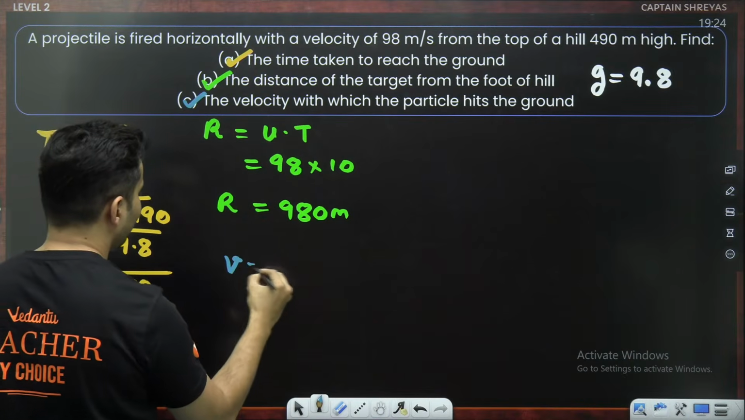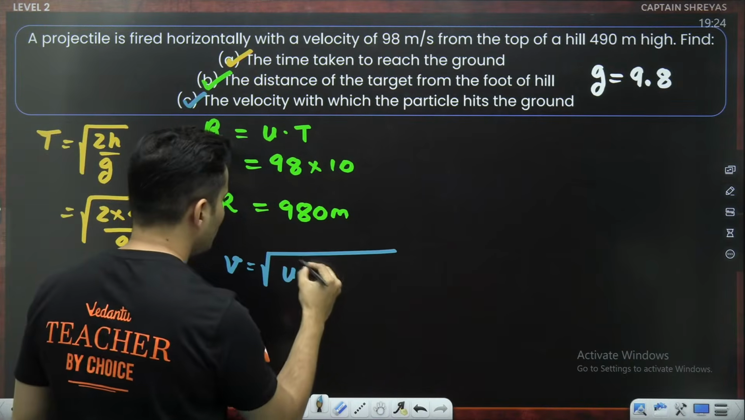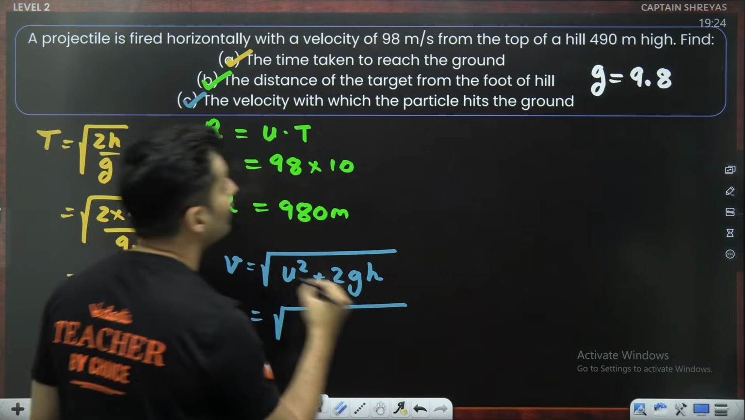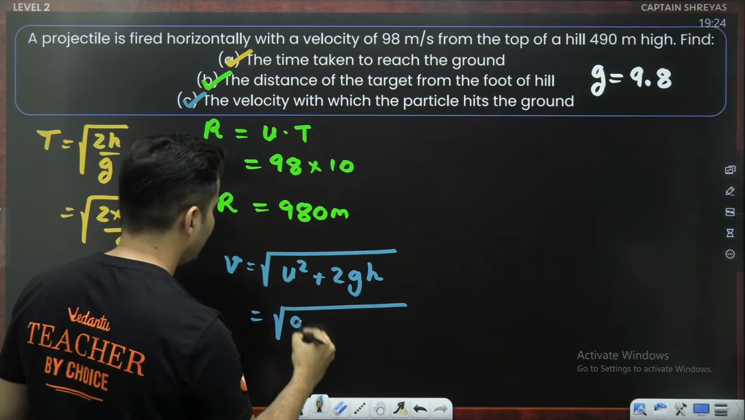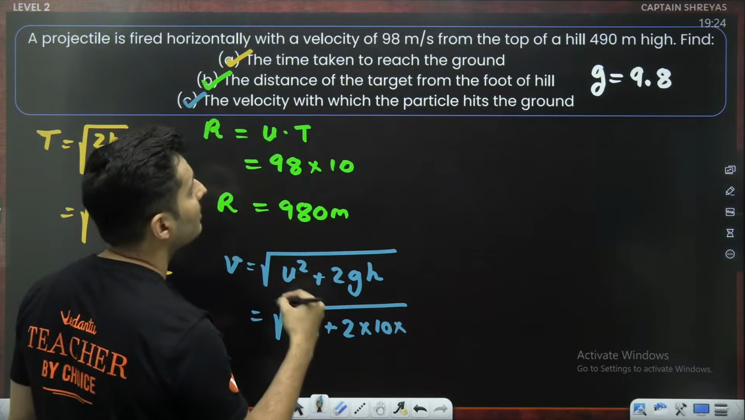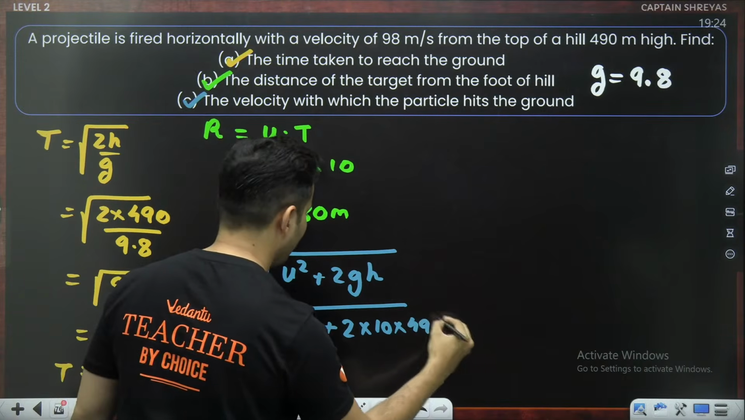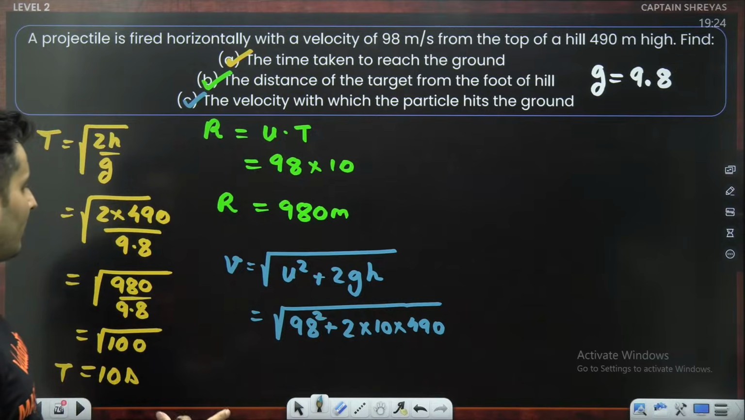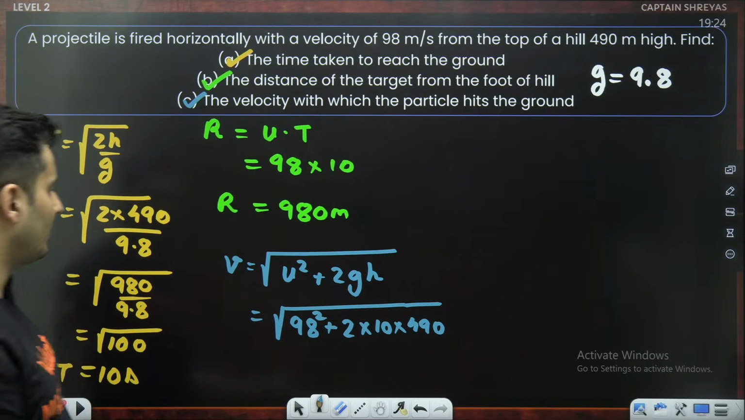I had just told you the final speed is root of u square plus 2gh. U is nothing but 98, plus 2 into g into height. Height is 490. So this is 98 square, right? U square plus 2gh. Perfect.